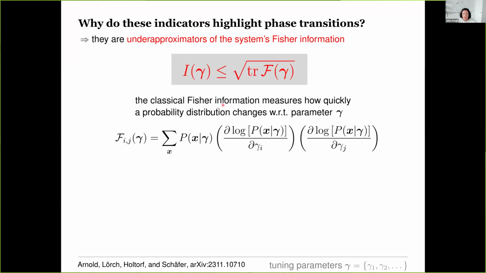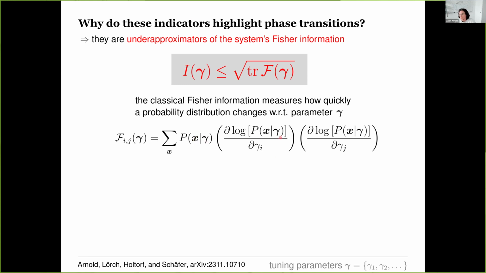So the Fisher information matrix, or entries in the Fisher information matrix, they measure how quickly the probability distribution, so in that case P of x given gamma, changes with respect to the tuning parameter gamma. So an entry F_ij of this Fisher information matrix contains the derivative of the log of P of x given gamma with respect to gamma_i, gamma_j, and we weight it by the probability of drawing a particular sample at that point.